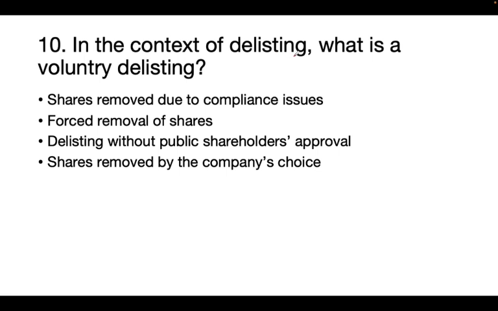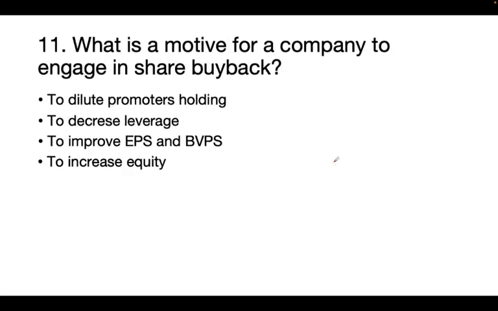Next question. In the context of delisting, what is a voluntary delisting? Options are share removed due to compliance issue, forced removal of shares, delisting without public shareholders' approval, shares removed by the company's choice. So in voluntary delisting, it is shares removed by the company's choice.